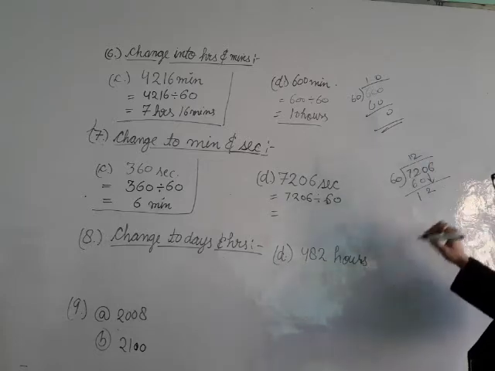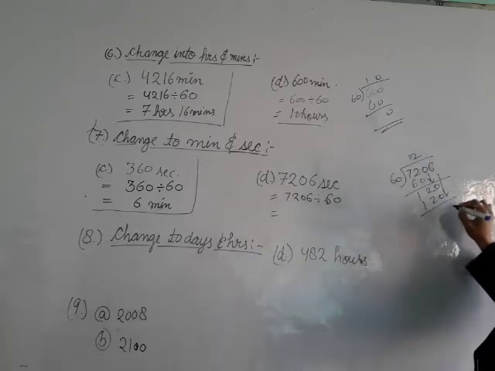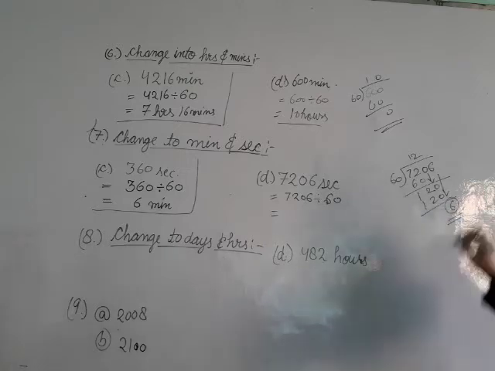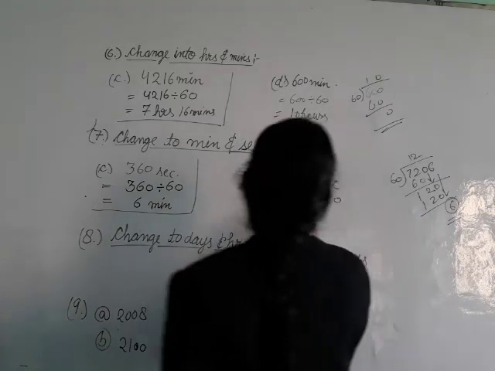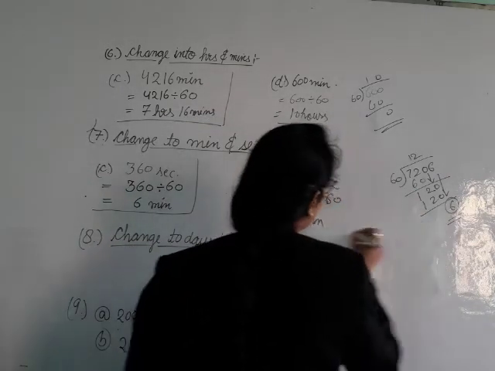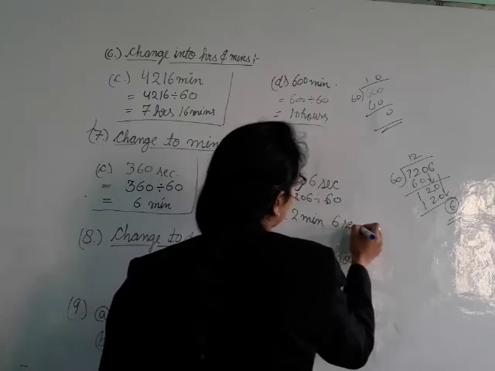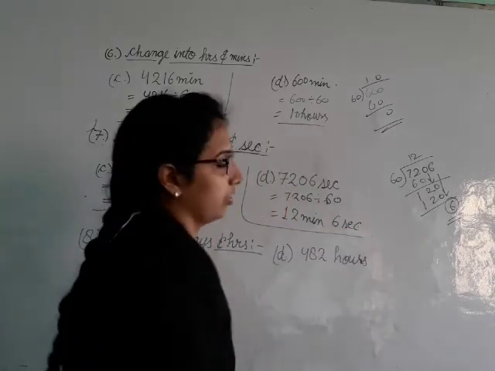Here will be 6 2s are 12, 120, and what is remaining here? 6. Leave it as it is. That means 12 minutes and what is remaining? 6 seconds. That is your answer.